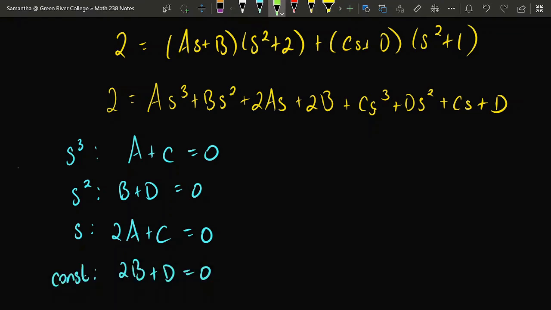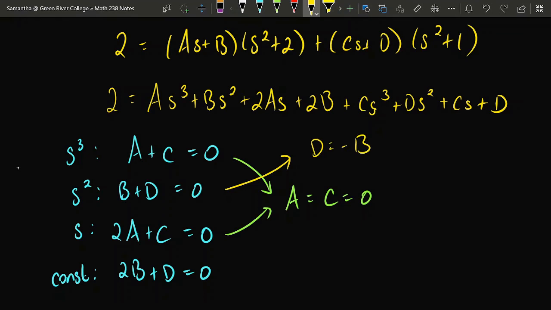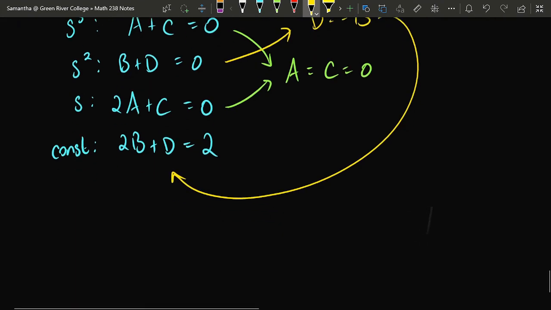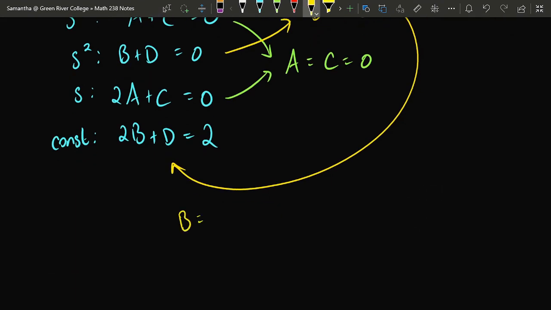Now, as in the previous example, the first and third equations together imply that a and c are both 0. The second equation implies that b and d are opposites. Oh, excuse me, this should be 2 for the constants on the far left. And if I plug that into the fourth equation, then I get b is equal to 2, and therefore d is equal to -2.